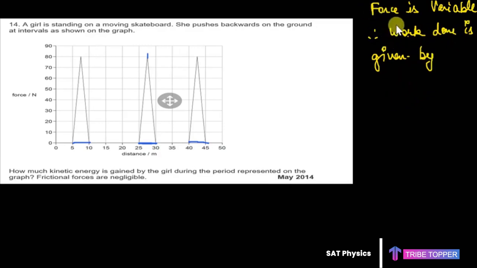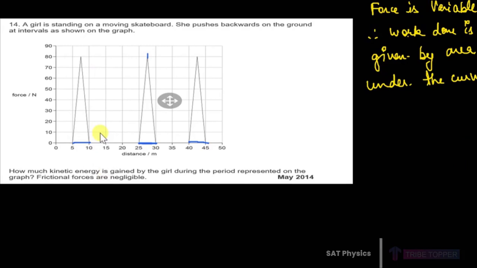Because this is the case of a variable force, because your force goes up and down, then again goes up and down, the work done will be given by the area under the curve. I hope you remember that from the topic of forces, work and energy. When the force is constant, we simply say work done is force into distance. But if the force is variable, we can't just apply force into distance. We have to apply work done is area under the curve.